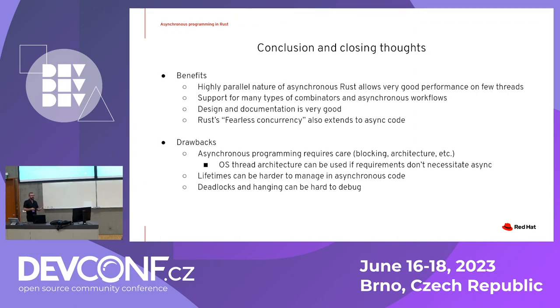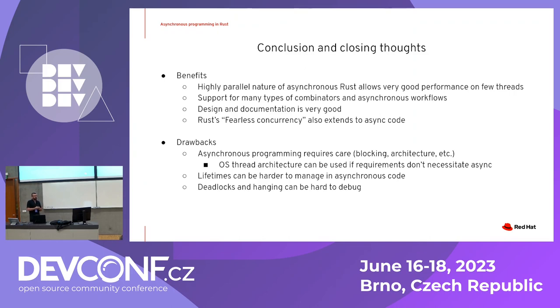So as you see, it can be very, very detailed, and it can take a lot of thinking about the architecture, where you're blocking, when you're blocking. So an OS thread architecture can be used if requirements don't necessitate async. In general, it's not bad to just use OS threads, but if you're looking for performance, then you probably want to go towards the asynchronous side of things.